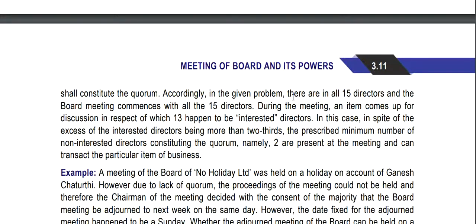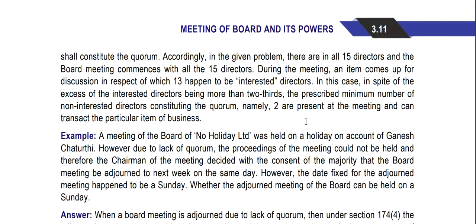Accordingly, in the given problem, there are in all 15 directors. The board meeting commences with all 15 directors. During the meeting, an item comes up for discussion in respect of which 13 happen to be interested directors. In this case, in spite of the interested directors being more than 2/3, the prescribed minimum number of non-interested directors constituting the quorum, namely 2, are present at the meeting and can transact the particular item of business.